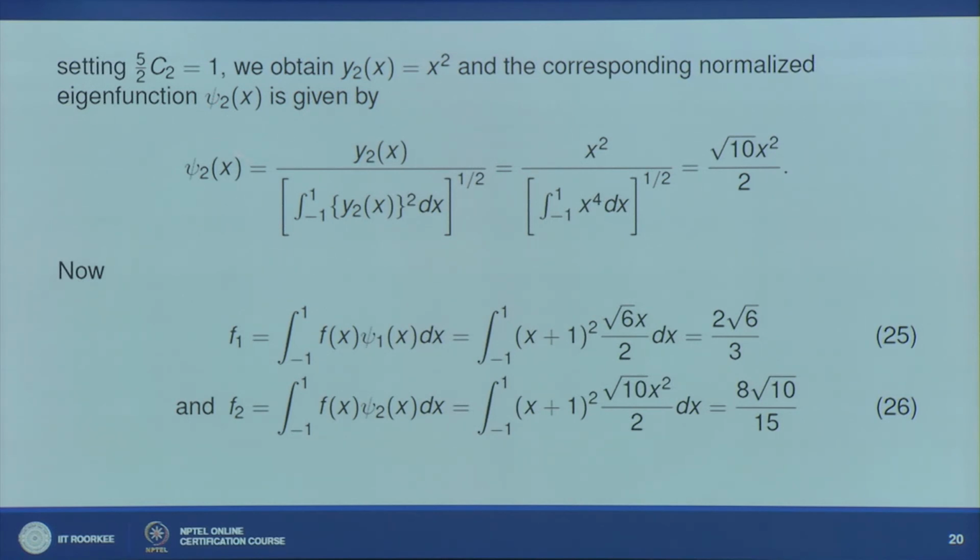Now you normalize it, so when you normalize it you divide by the norm of this. So the norm is the integral from minus 1 to 1 of y2 squared dx. So y2(x) is x squared, simply put it here, and then you can find that psi 2(x) is root 10 by 2 times x squared.